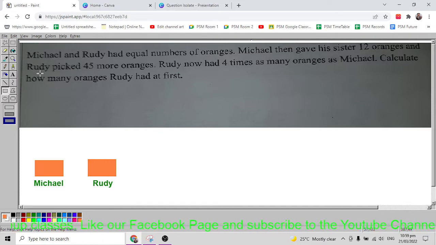And Rudy picked 45 more oranges. So therefore, Rudy has 45 more than Michael. The question says, Rudy now had 4 times as many oranges as Michael.